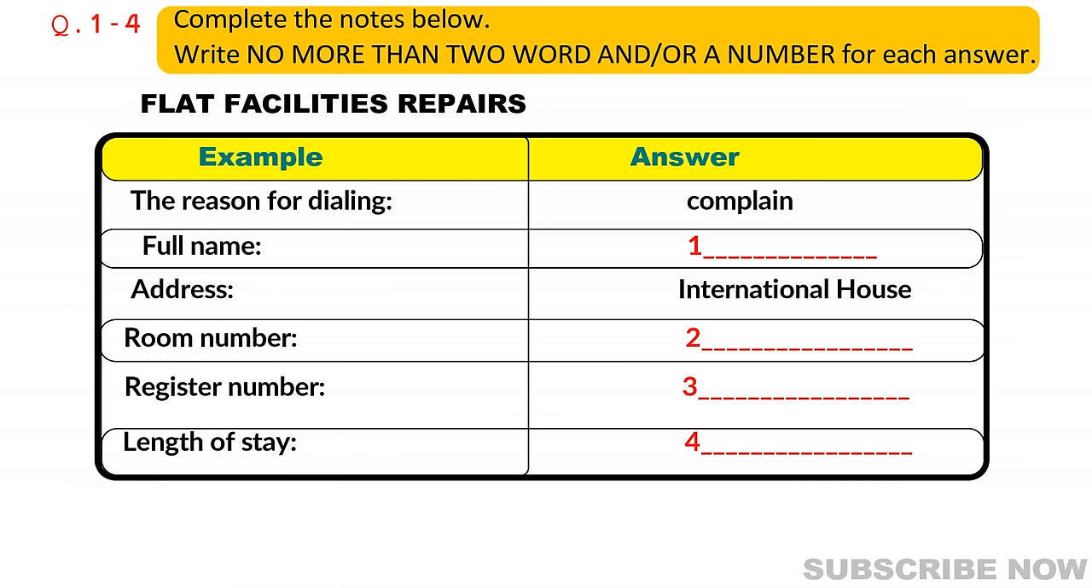Are you a registered student at the university? Yes, I am. What's your registration number? It is KG6037. Okay. What's your faculty? Computer science. How long is your flat lease? I'm not sure. Let me check. It is 1 year. How long have you been in the flat? Just 2 months.